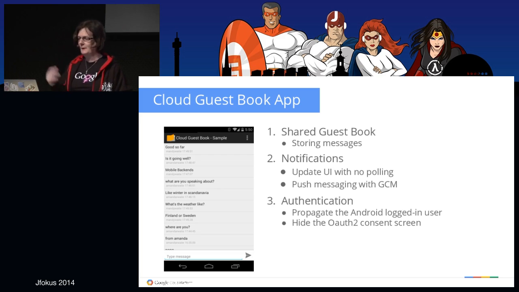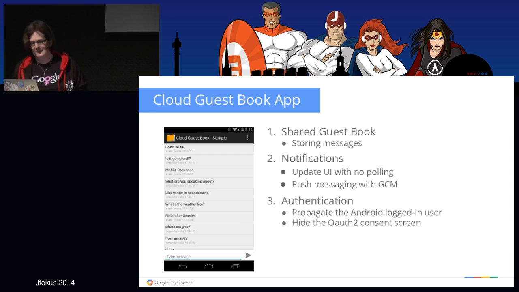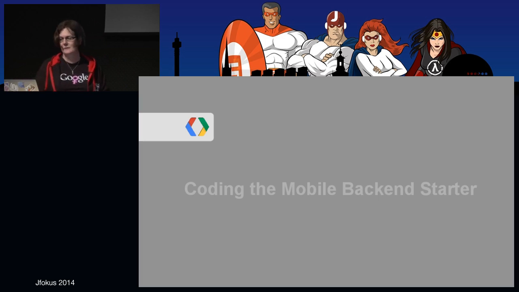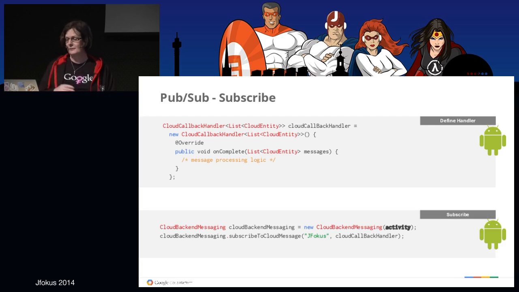The Cloud Guestbook application, which none of you are using, very simply stores messages on a user basis. The push notifications are all done through GCM. There's no polling, no updating of the UI through polling. Very efficient. For authentication, we're allowed to propagate the logged-in Android user through the whole process flow, and we can hide the OAuth 2 consent screen.